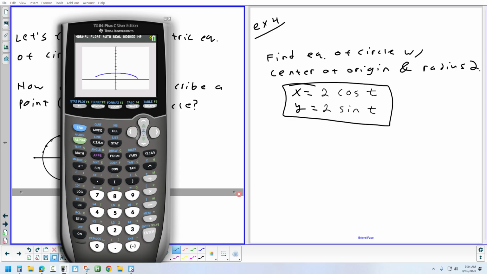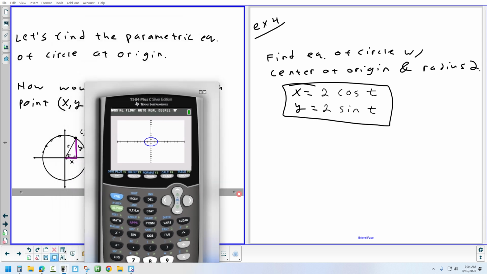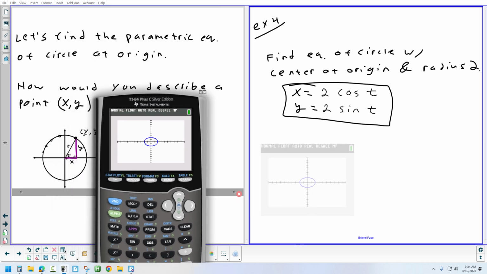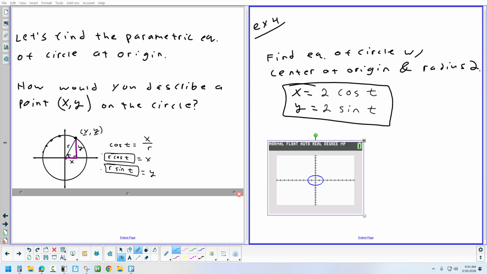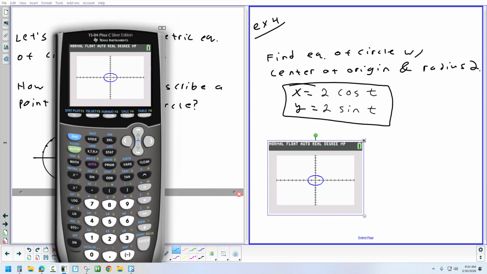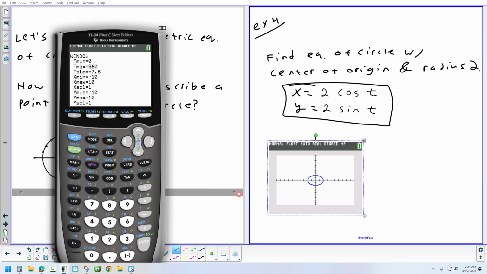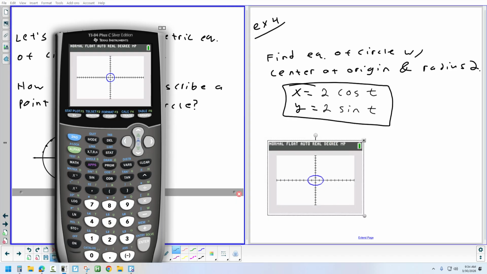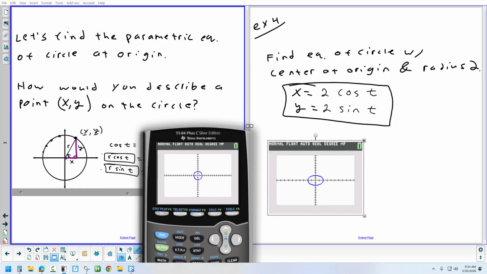So hit graph. Oh, I thought I was -3 to 3. Okay, I wasn't. Let's do zoom 6. So you can see it is a circle, because if you count the tick marks, it's going 2 units in every direction. But if you want it to look circular, you can press zoom and press square. And what that'll do is it'll make things look, well, it didn't drag over, but it makes it look more circular.